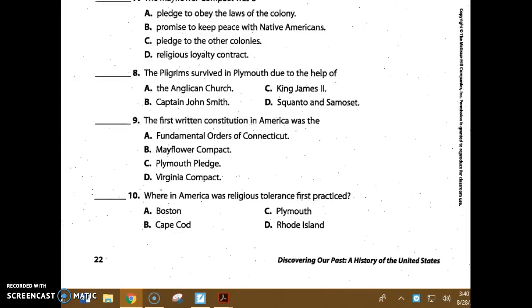Number 9. The first written constitution in America was what? Was it A. the Fundamental Orders of Connecticut? Was it B. the Mayflower Compact? Was it C. the Plymouth Pledge? Or D. the Virginia Compact?